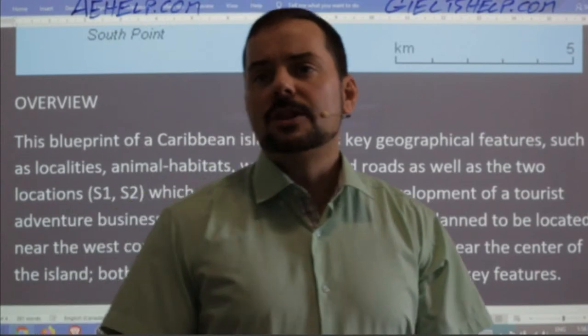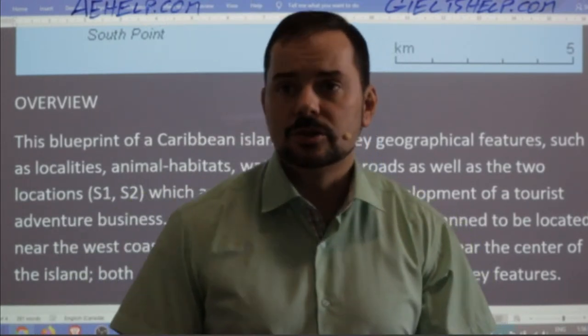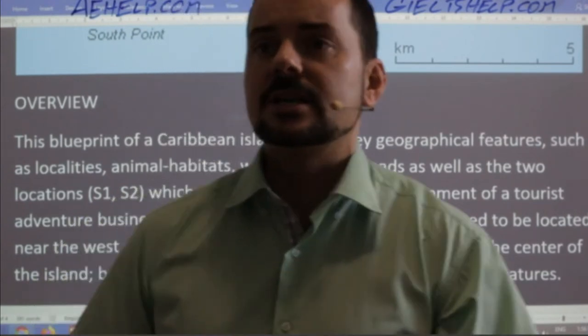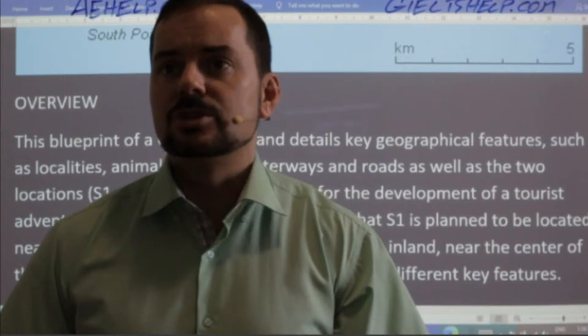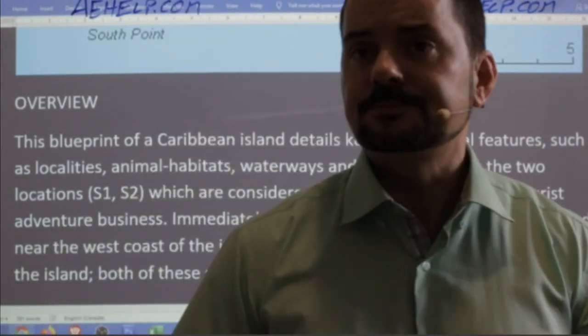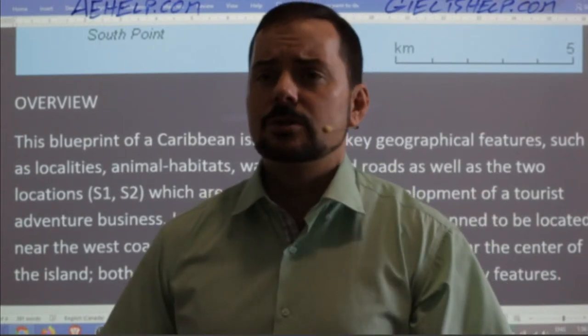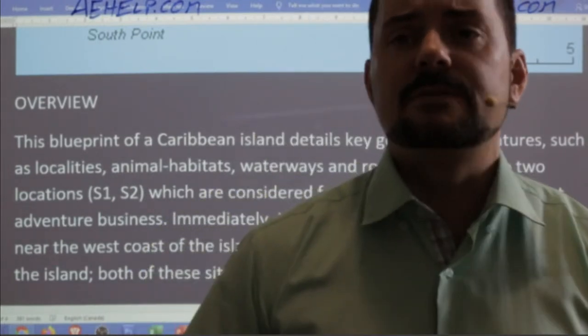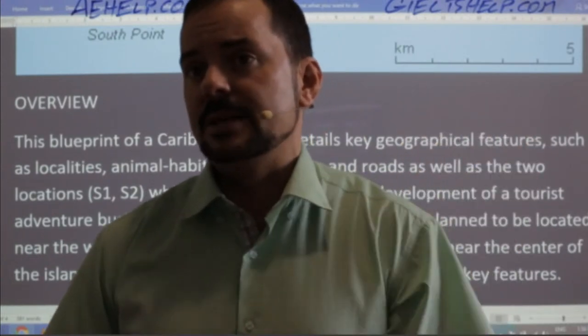Abhishek says, overall, it is evident that S1 plan is closer to the West Coast, while S2 is inland near the center of the island with different geographical availability. Yeah, Abhishek, good. Careful with your commas. You don't need so many commas. You don't need a comma after coast and before while, because you have a dependent clause after the independent clause.